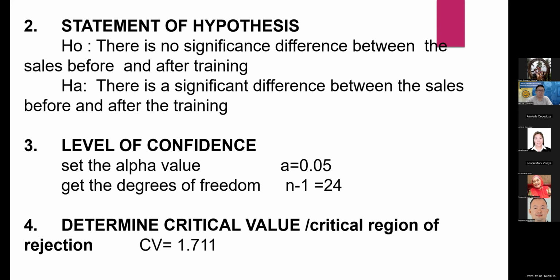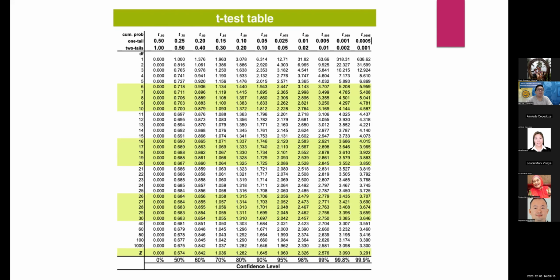1.711. So here's the table. So dito tayo sa 24, and then dito tayo sa 0.05 here. Okay, so kasi one page lang tayo.